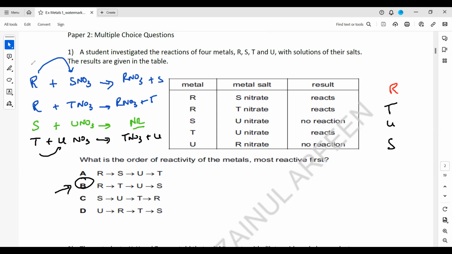Is it clear, this one? Is it clear? Okay.